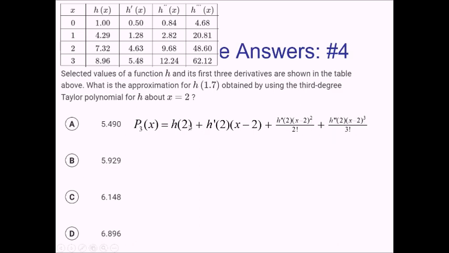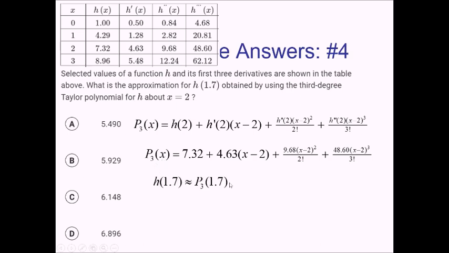Plugging in some numbers here, h of 2 they set up here, that was 7.32. And then we have h prime of 2, that's 4.63 times x minus 2. H double prime of 2 was 9.68, so that's the only change to that piece. And instead of h triple prime of 2, I'm going to write in the value of 48.6. At this point, all I have to do to approximate h of 1.7 is to plug 1.7 into p3. So let me do that on the calculator.